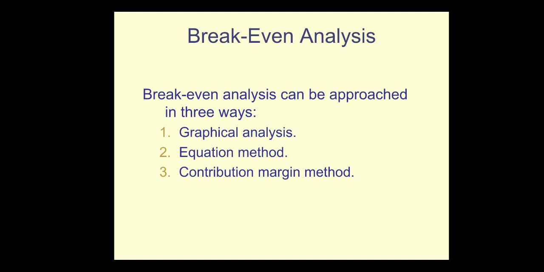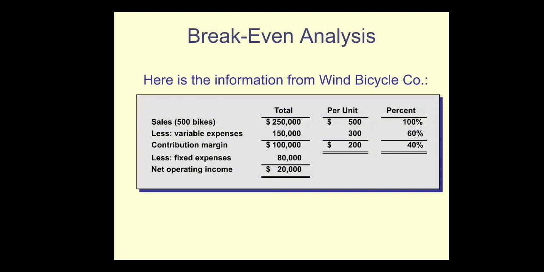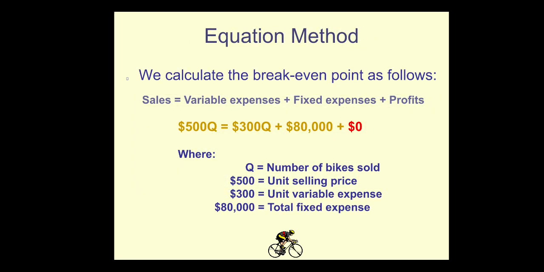Okay, the second method that can be used to calculate break-even point is called the equation method. So let's see the equation method. If you want to use the equation method to calculate break-even point, then you have to use the basic formula. The basic formula is: a business will achieve break-even point when total revenue equals total cost.